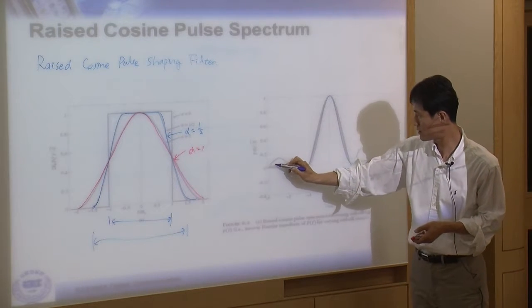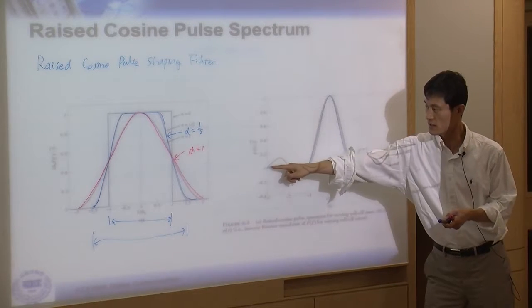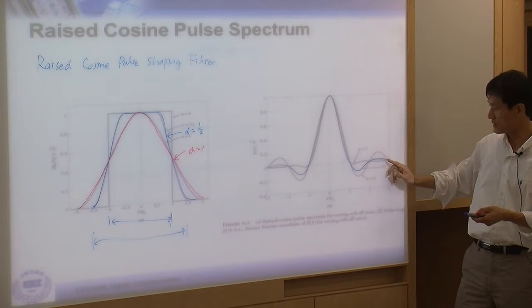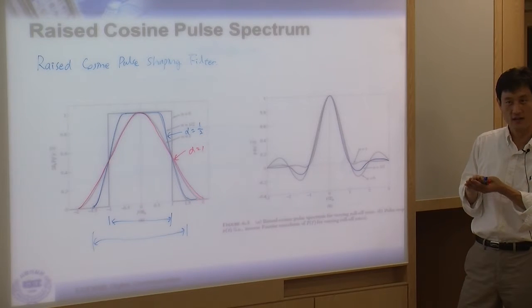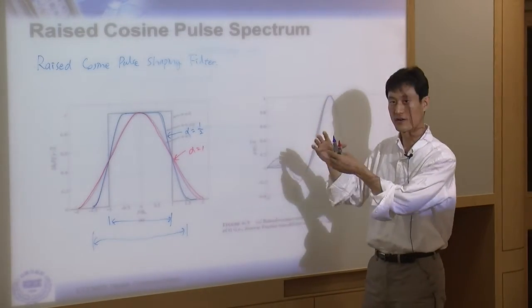Look like this. It's not sinc. This one is a sinc. This one is a sinc, right? But it's not exactly sinc. So this red one and this red one is a pair.